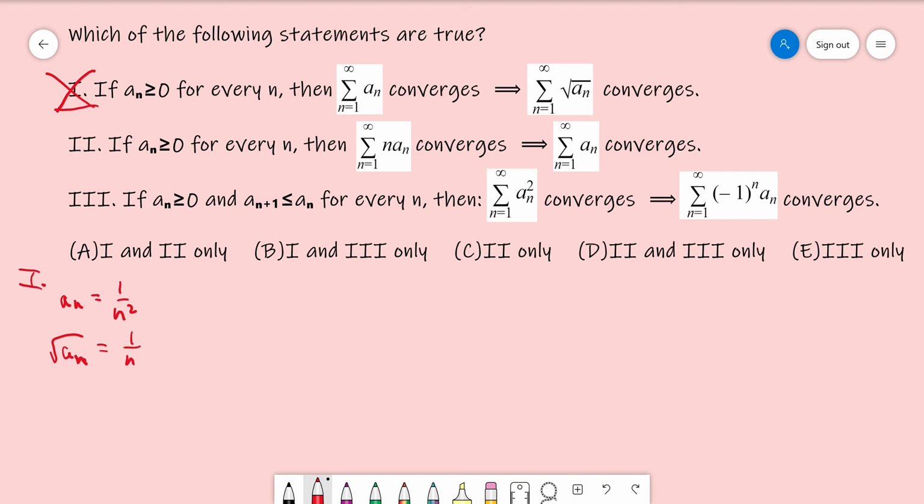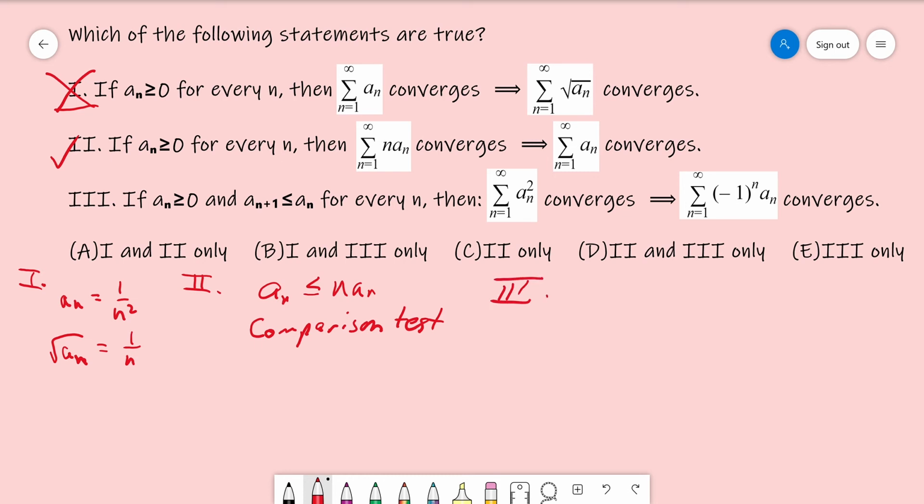Okay, so that's 1. And 2 says that if a(n) is greater than or equal to 0 and the series of n a(n) converges, then the series of a(n) converges. And this is true because of the comparison test. We know that a(n) is going to be less than or equal to n a(n) for all n. So by the comparison test, this statement is true.